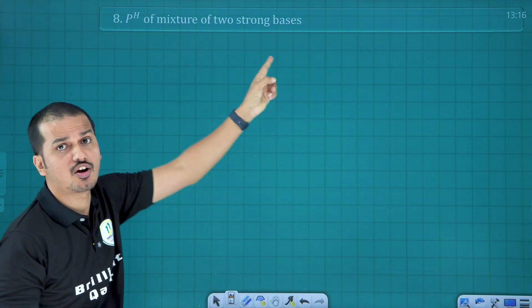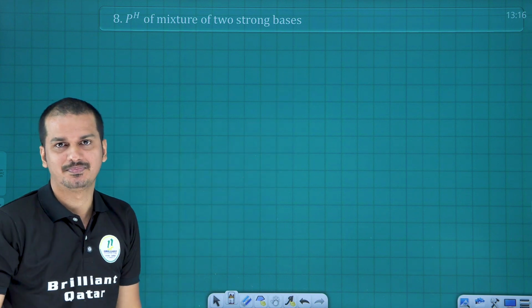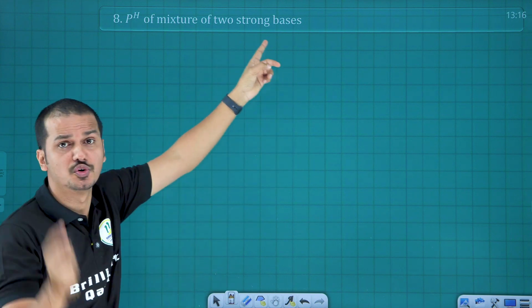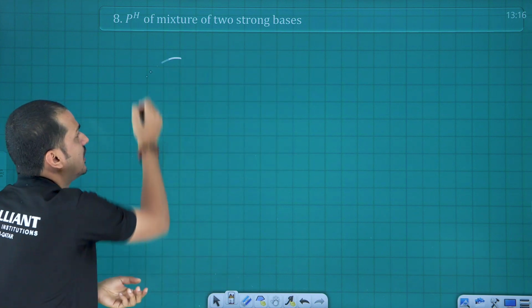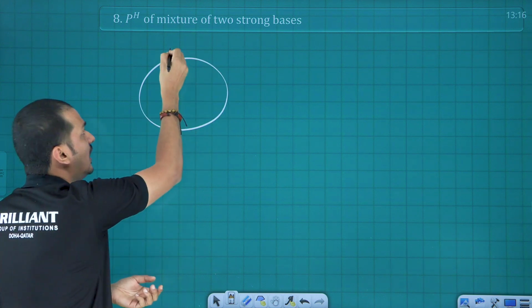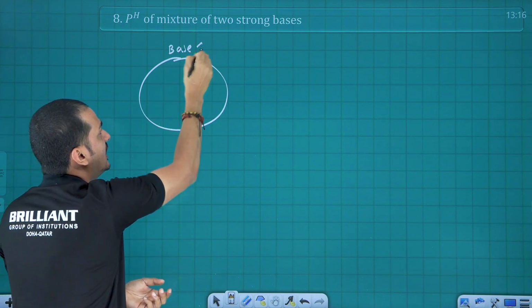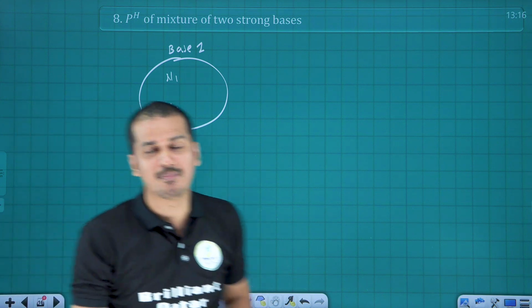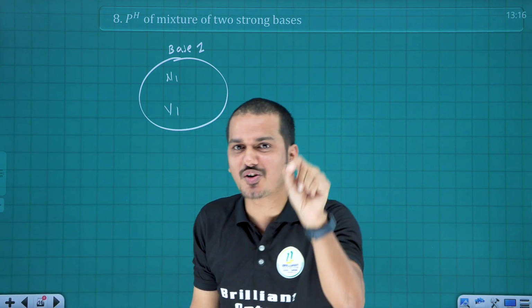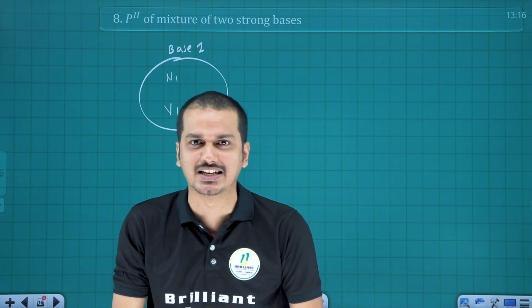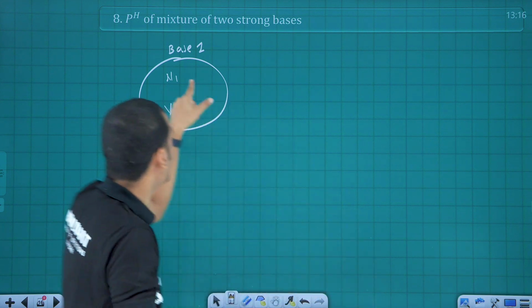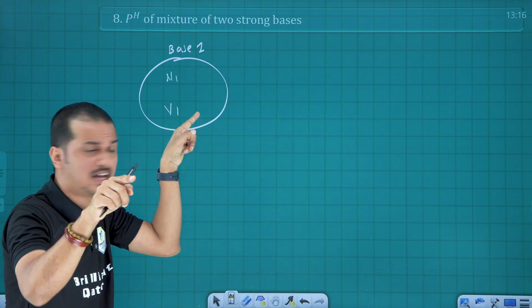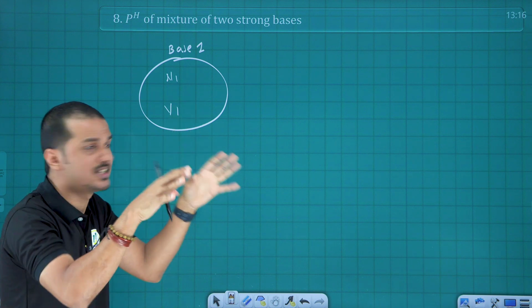pH of a mixture of two strong bases. I am having strong base 1 here. Base 1, its normality is N1, its volume is V1. What about the normality? Normality is nothing but the concentration of OH minus in the case of base. In the case of base, the concentration of OH minus is equal to the normality.